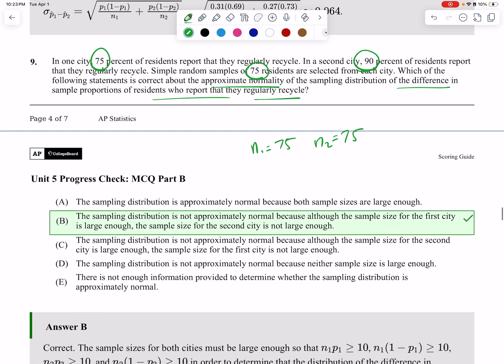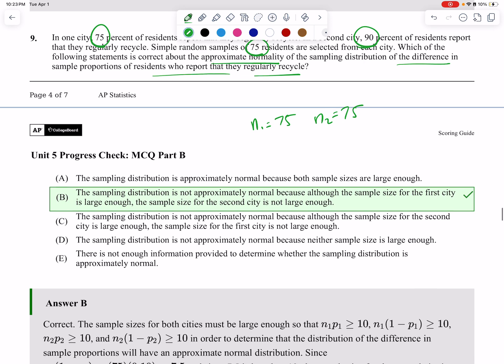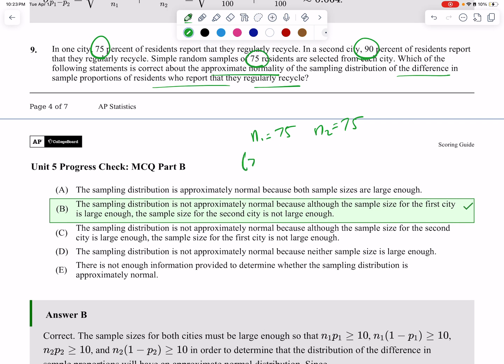Because we're going to have to check our N1, P1. So let's check that to see. We have 75 times 0.75, and for that, you get 56.25, and that's greater than or equal to 10.